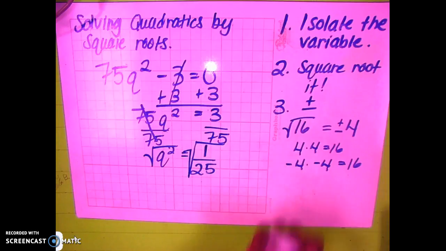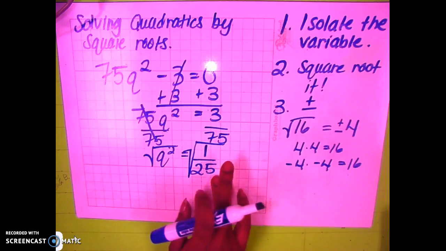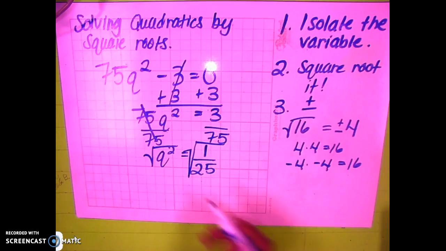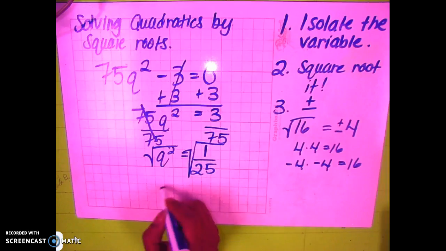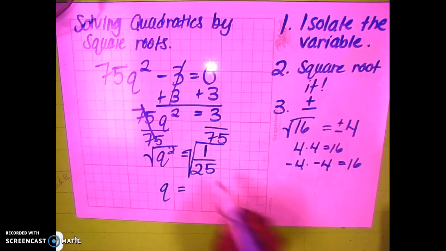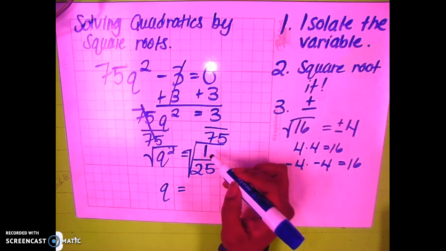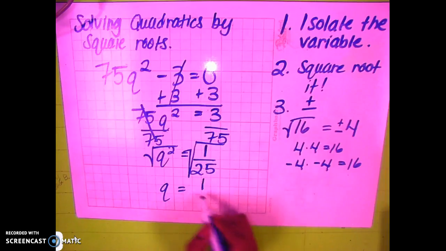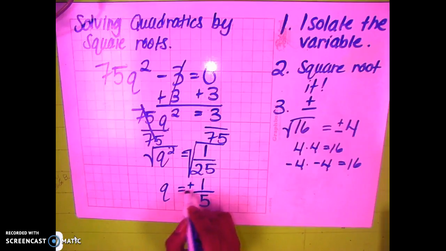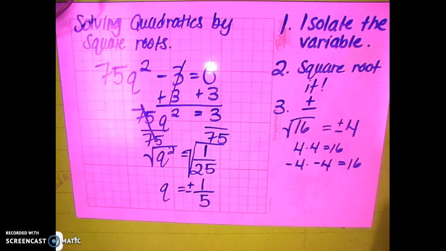Remember to take the square root of the numerator and the denominator. So now the square root of q squared is q, and then the square root of 1 over 25, we'll do the numerator first. The square root of 1 is 1, and the square root of 25 is 5, and don't forget your plus or minus. If you need to watch that again, please rewind the video and watch it again. Alright, so I'm going to go on to the next example.